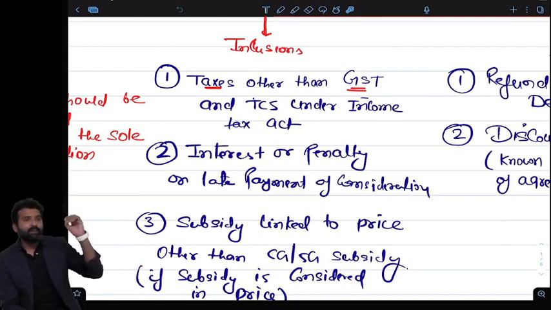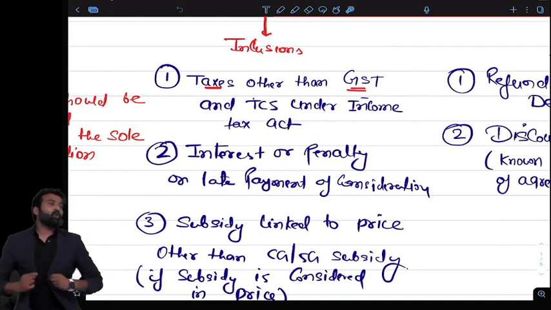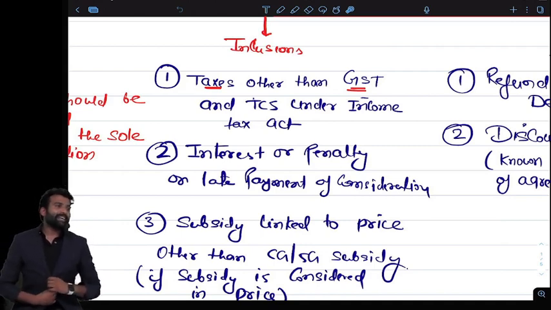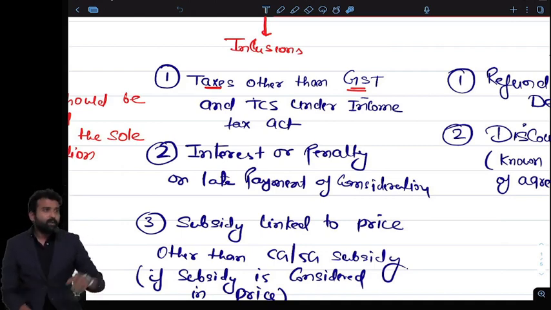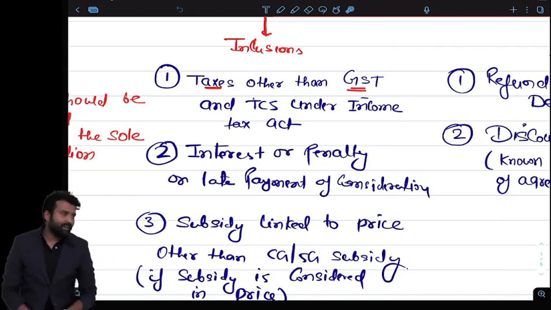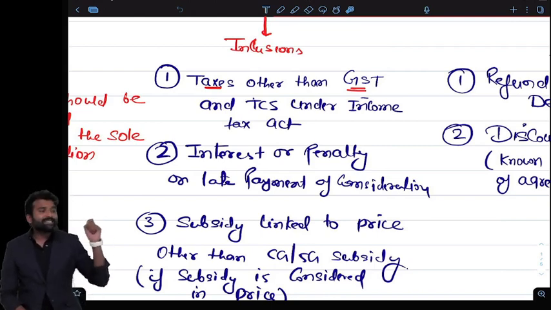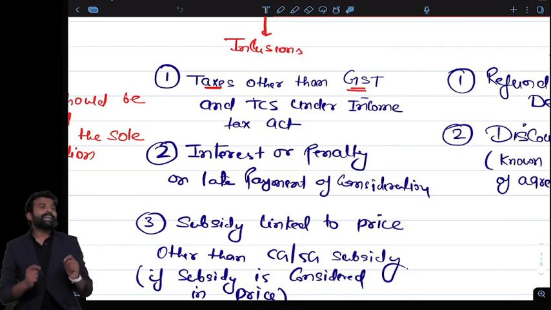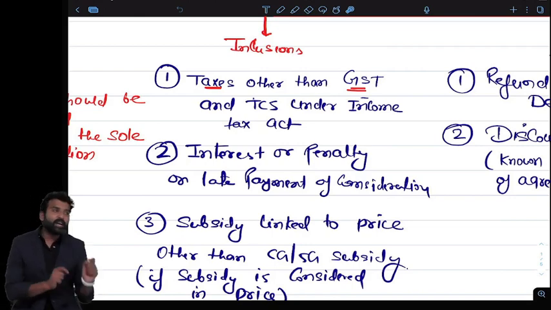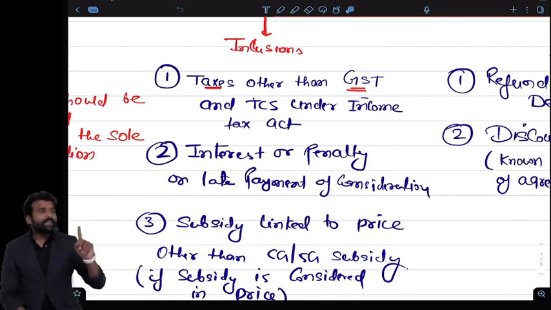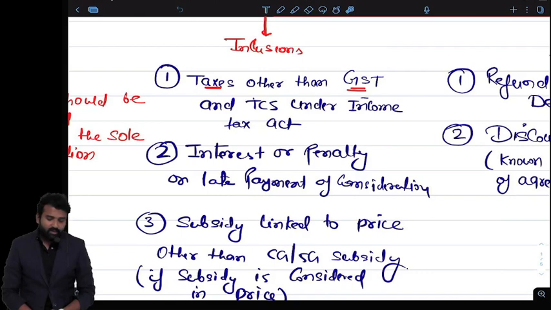Look at the example. Like a multiplex ticket, I have told you that on multiplexes there is entertainment tax as well as GST. So for example, the base price of the ticket is 100 and entertainment tax is 10 rupees. Then tell me, GST will be calculated on 100 or 110? 110, yeah. So all the taxes other than GST will be included while calculating the GST amount. So in my turnover, when I am calculating the turnover, I will include all the taxes other than GST.